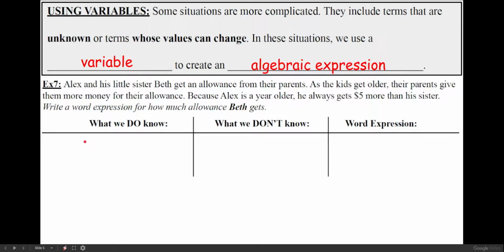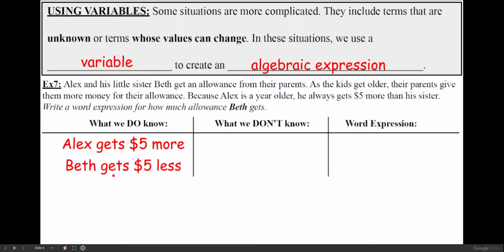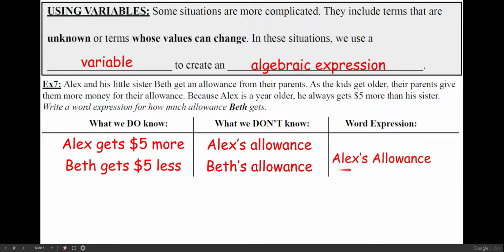Okay, so what information do we know? We know that Alex gets $5 more, or conversely, we know that Beth gets $5 less. All right, what don't we know? Well, we don't exactly know how much Alex's allowance is, and we don't know what Beth's allowance is. So write a word expression for how much Beth gets. Well, we don't know how much she gets, but we do know that she gets $5 less than Alex. So that gives us a clue. So our word expression would be Alex's allowance minus 5.